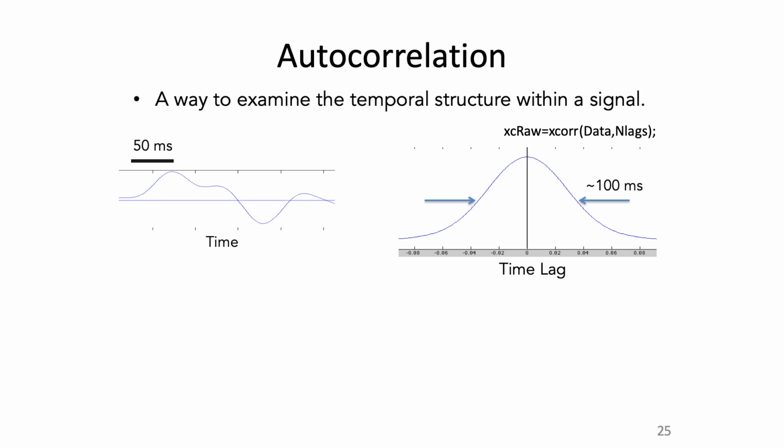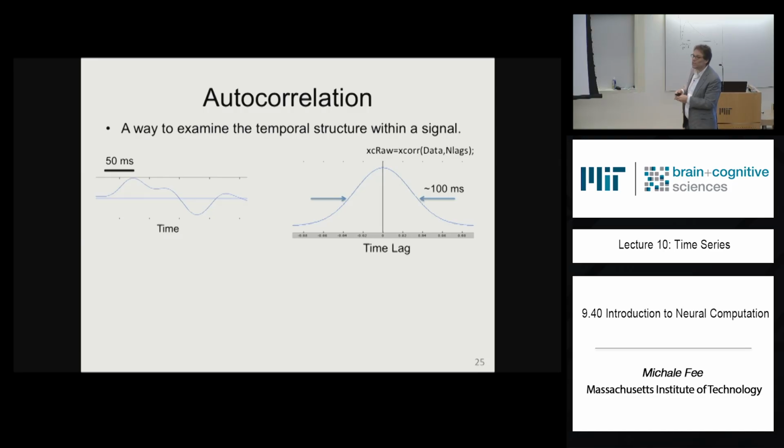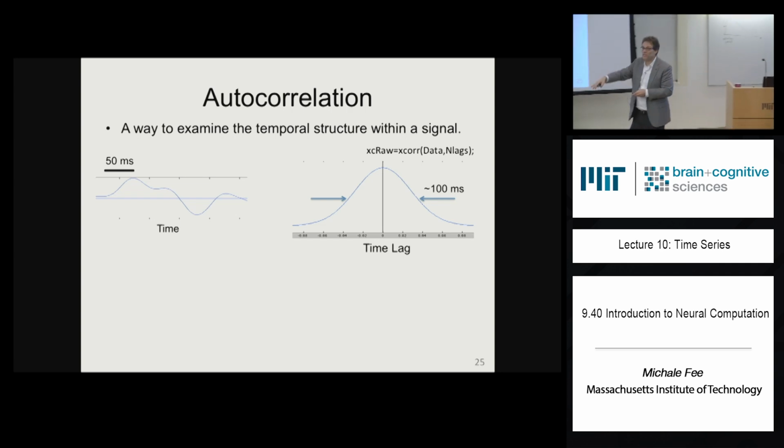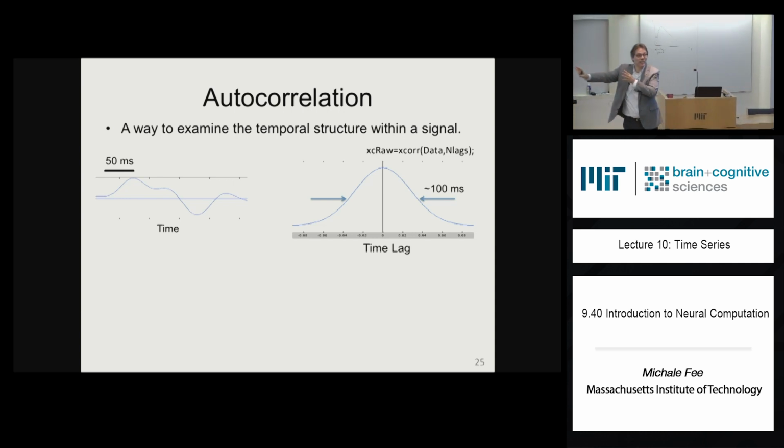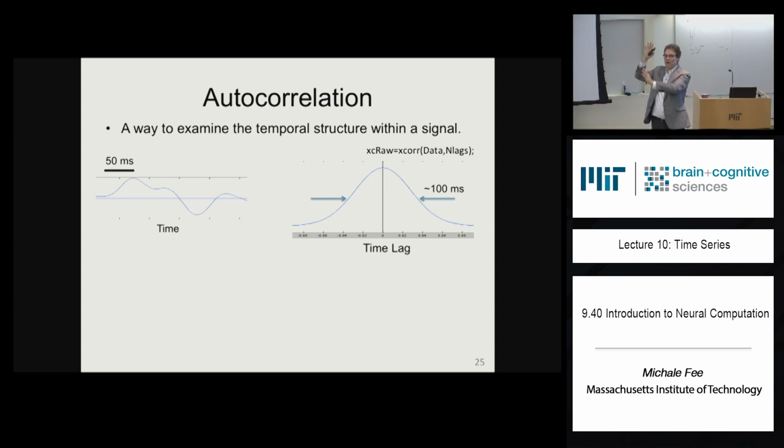You can see that the autocorrelation is peaked at 0 lag and drops off, and the lag at which it drops off depends on how smoothly varying that function is. If the function is changing very slowly, the autocorrelation is going to be very wide, because you have to shift it a lot in order to get the positive peaks and the negative peaks misaligned from each other.